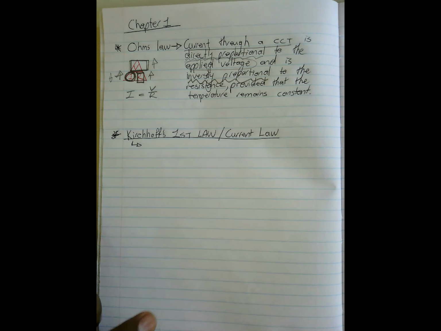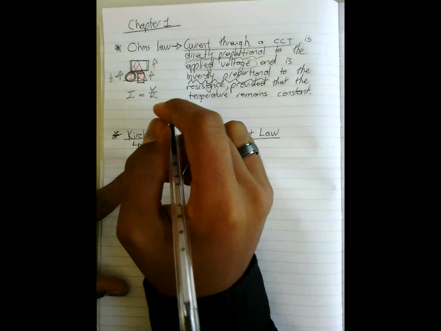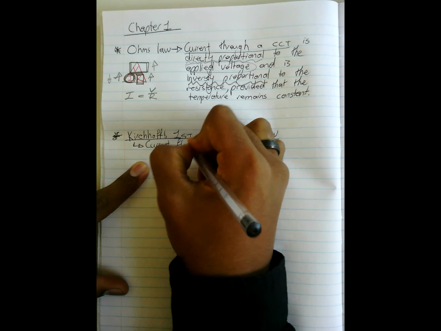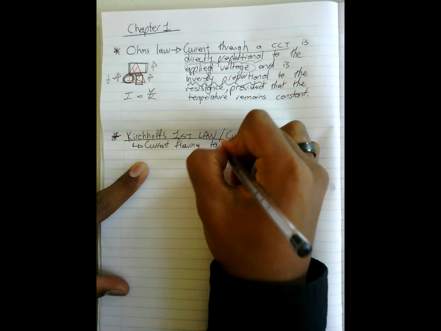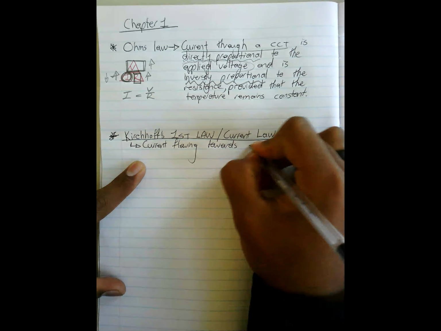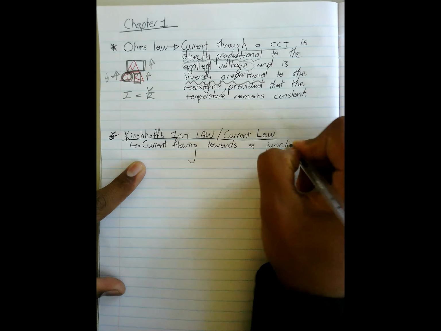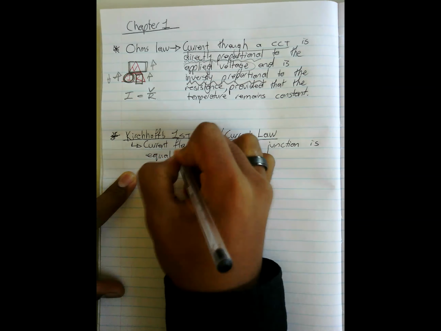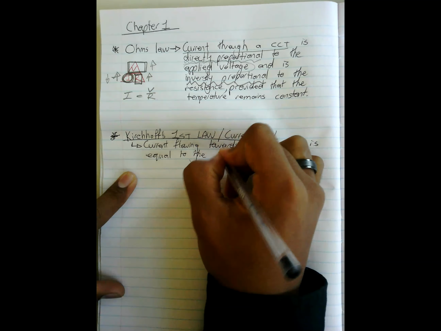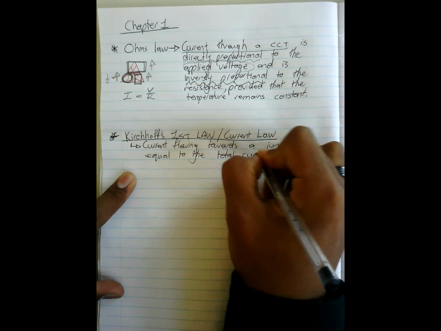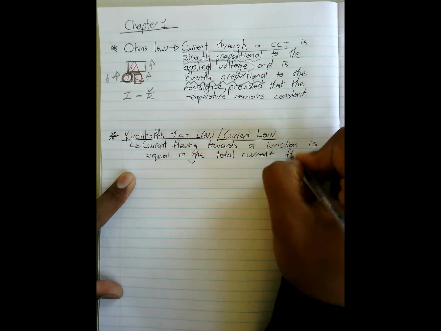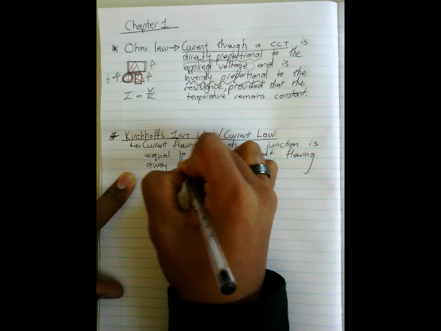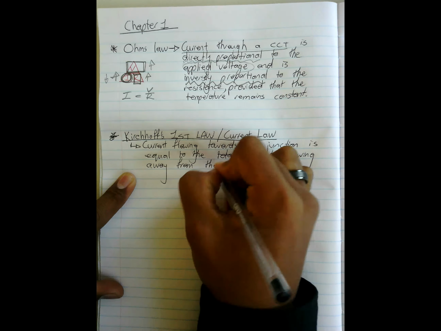So this law is saying that the current flowing towards a junction is equal to the total current flowing away from that junction.